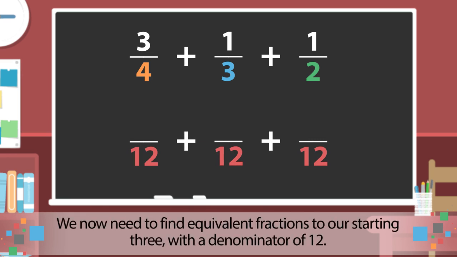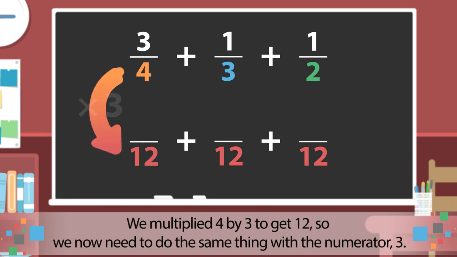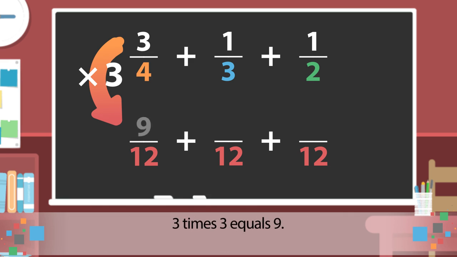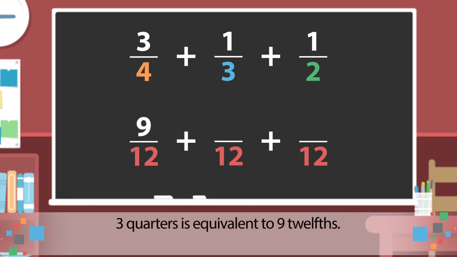We now need to find equivalent fractions to our starting 3 with a denominator of 12. We multiplied 4 by 3 to get 12. So we now need to do the same thing with the numerator 3. 3 times 3 equals 9. 3/4 is equivalent to 9/12.